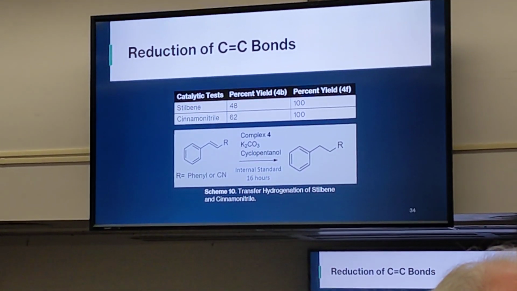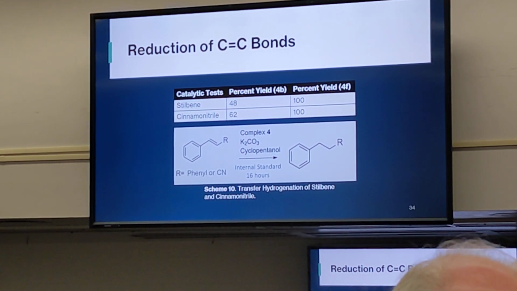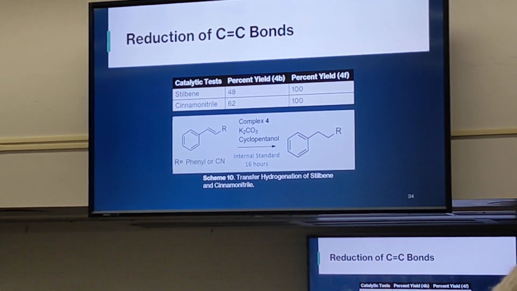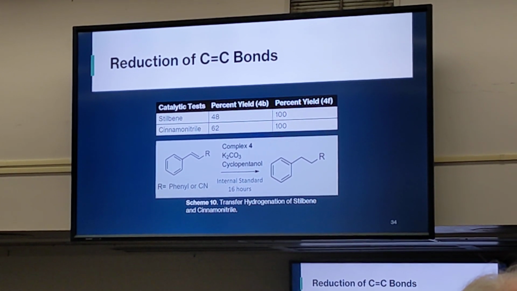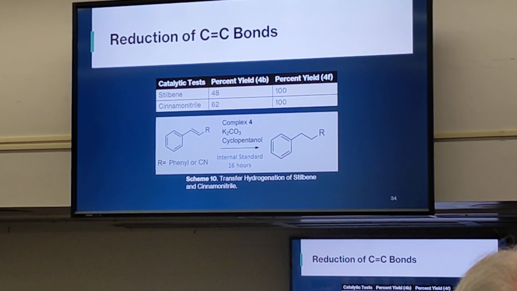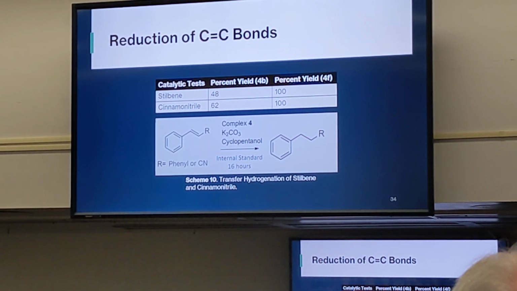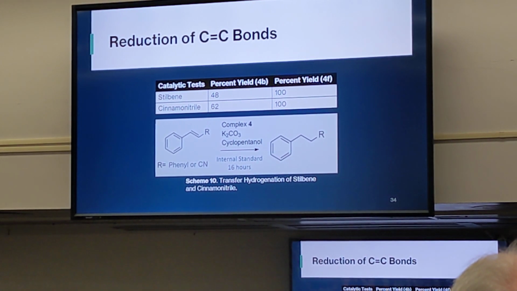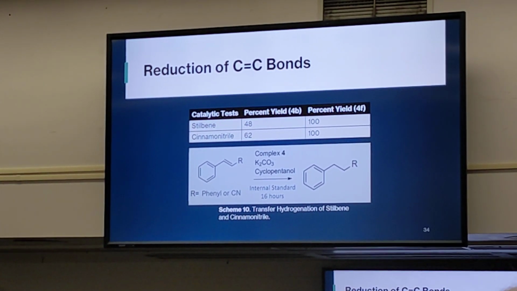Next, we tested the reduction of carbon-carbon bonds. Carbon-carbon bonds are much more difficult to reduce than carbon-oxygen or carbon-nitrogen. We tested both non-polar and polar double bonds. As you can see, catalyst 4B tested very well, higher than we had expected, and catalyst 4F had 100% yield even with a non-polar carbon-carbon double bond. This is something that we were not expecting, and we are very excited to see the efficiency of catalyst 4F.